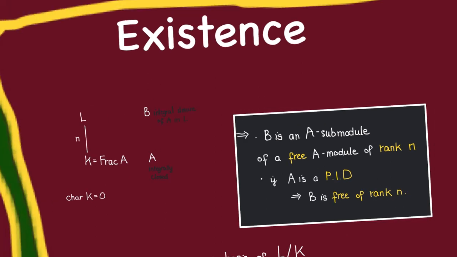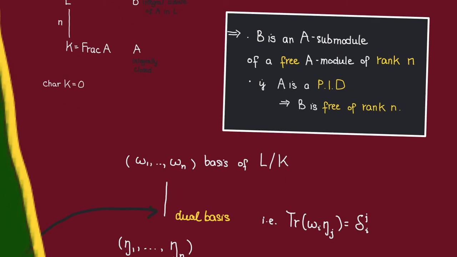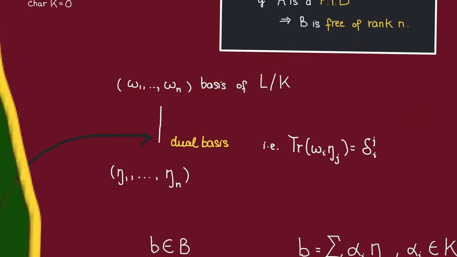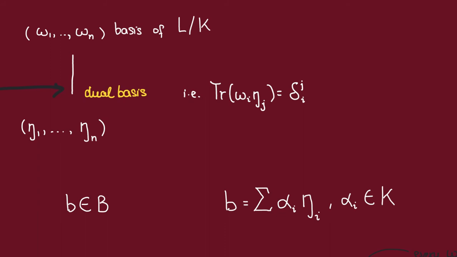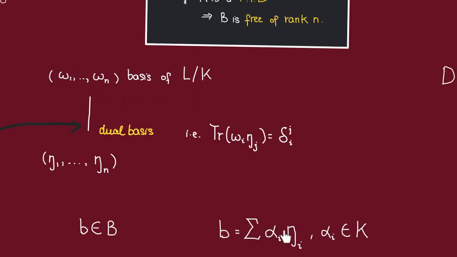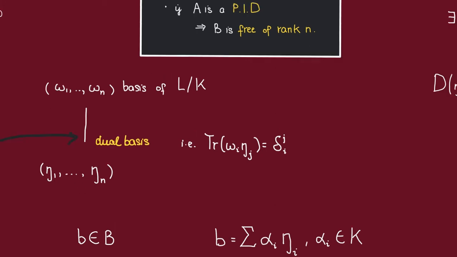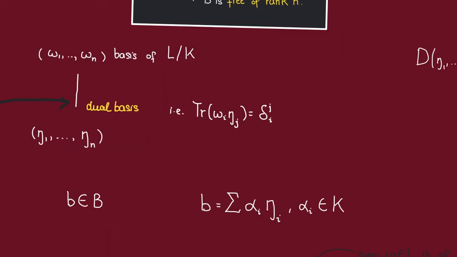Alright, so let's see why B must be contained in a free A-module of rank n. Right, so let's pick a basis for L over K. Then from our previous discussion, there must be a dual basis. Thus we can write every element β in B as a linear combination of these η_i with coefficients in K. Now we want to prove that these coefficients are going to lie inside A. Then that would mean that B is contained inside the free A-module of rank n with generators η_1 to η_n. And this is where we use the dual basis, because the dual basis helps us pick out the coefficients.